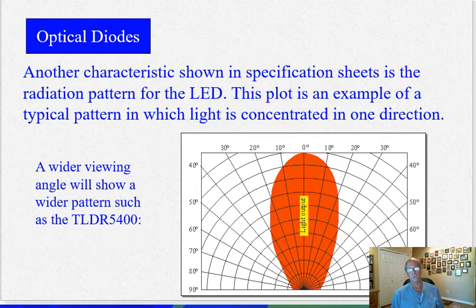And of course, there's viewing angles, how directional they are. That depends mostly on the lens that's on the LED. And LEDs come in a lot of different packages. Some are leaded, some are surface mount, meaning they go right on the circuit board without any leads.